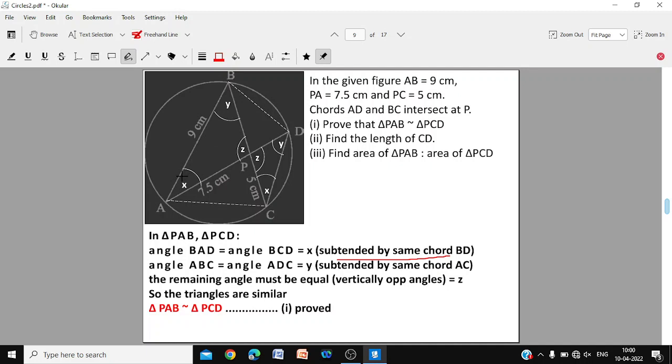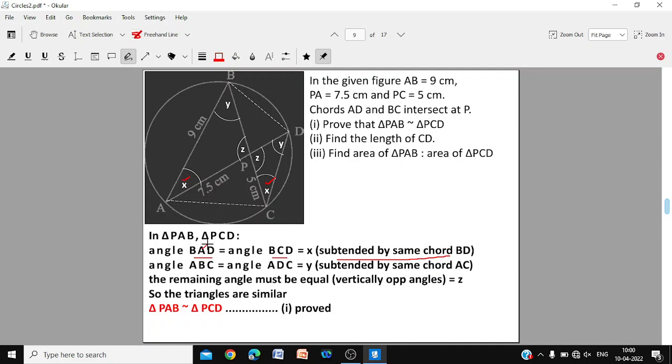BAD, this one, we are putting it X. And this one, BCD, this is also X because they are standing on the same chord. And also you have, as we told earlier, see the names of the two angles, only the middle letter would be different.